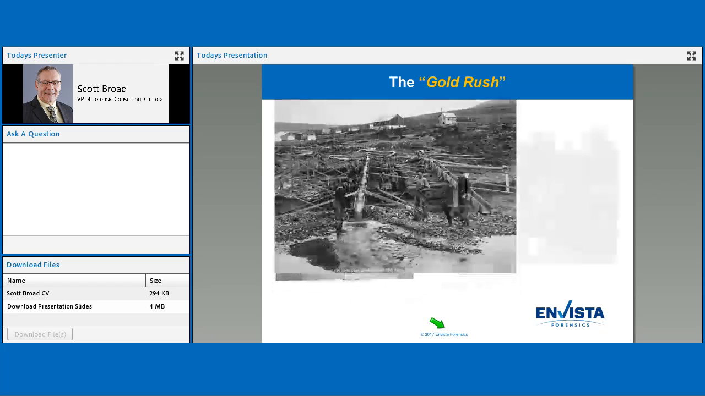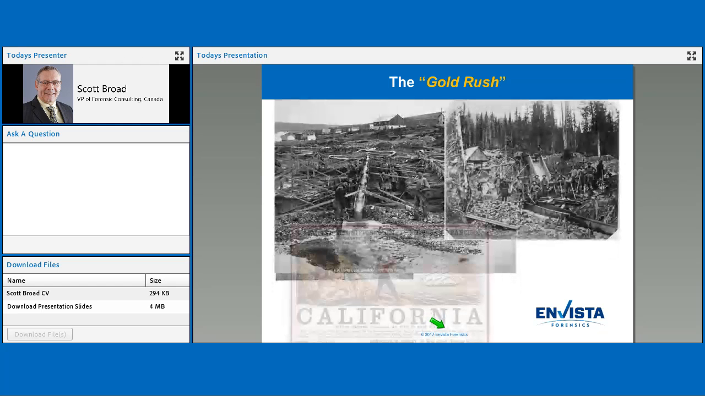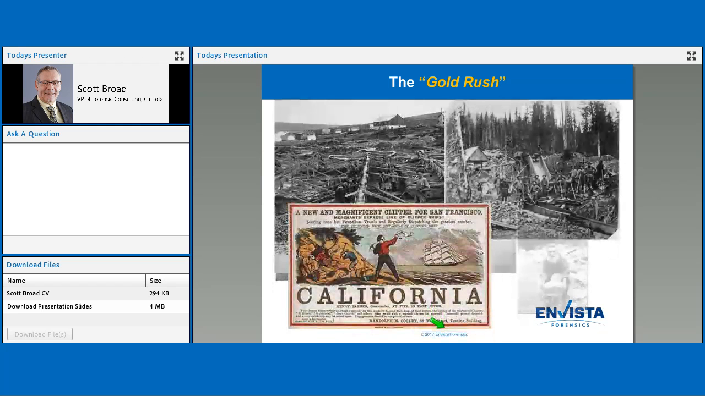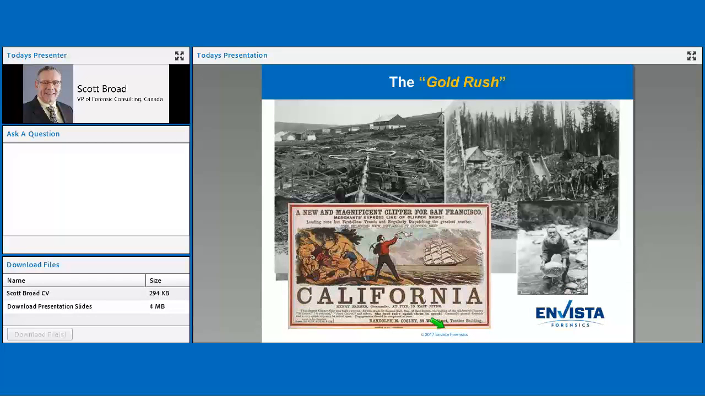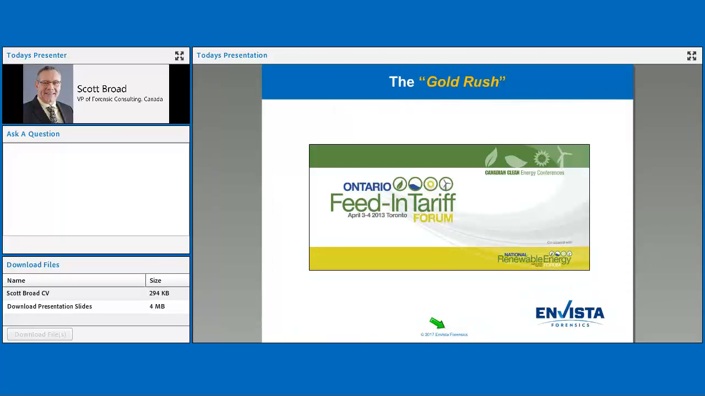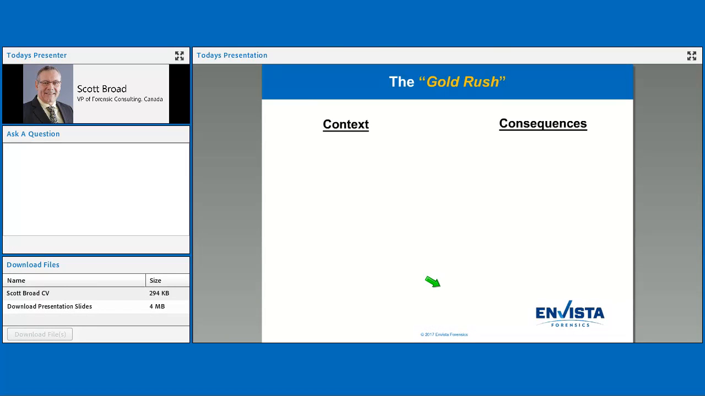I don't know what most of the places you live in are like, but in Ontario, we had what we called the gold rush, and it was just like the gold rush of old. Anyone that could do anything ran out and started to pan for gold. Well, the same thing happened in Canada here, especially in Ontario, and we came in with this feed-in tariff program.